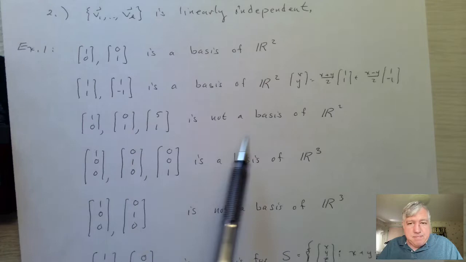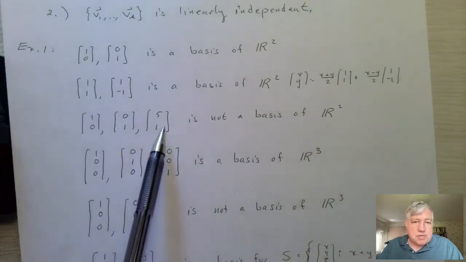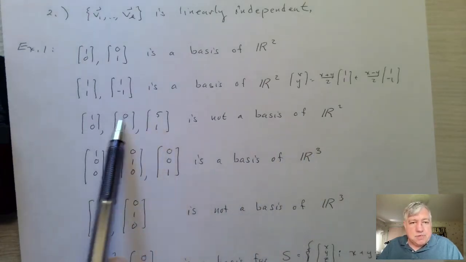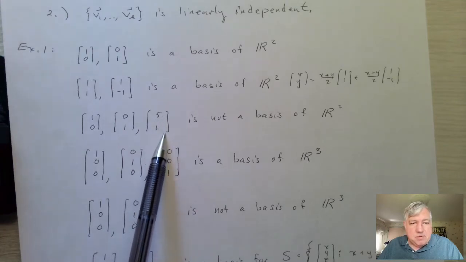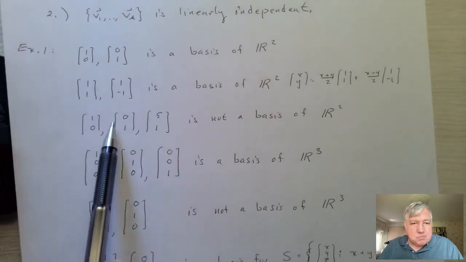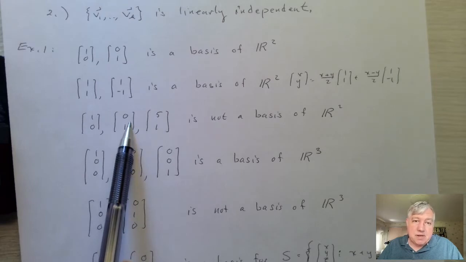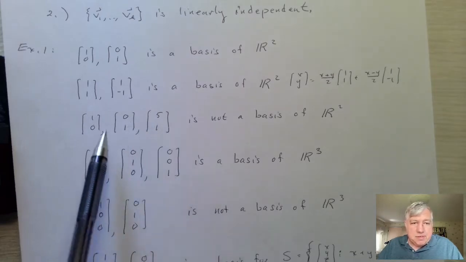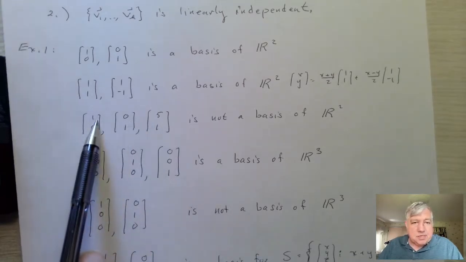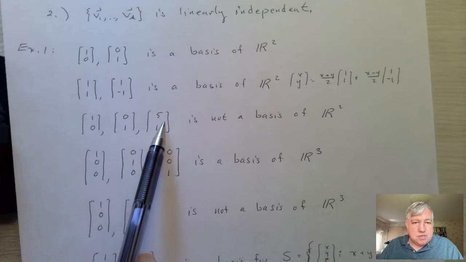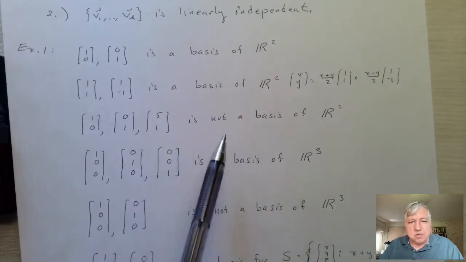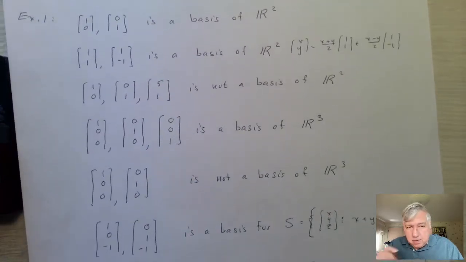This is not a basis of R2, because we can see that these are not linearly independent. (5, 1) can be written as 5 times this vector plus 1 times this vector, right? Or another way of looking at this is 5 times this minus 5 times this plus -1 times this plus 1 times this vector is (0, 0). So it's not linearly independent.